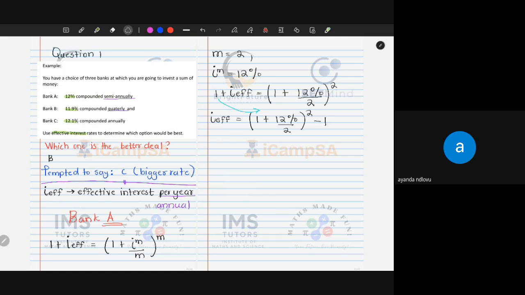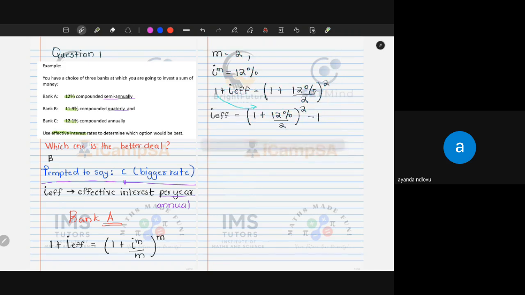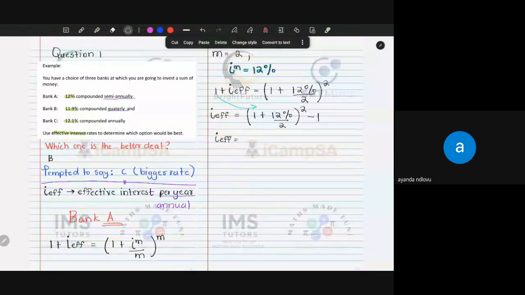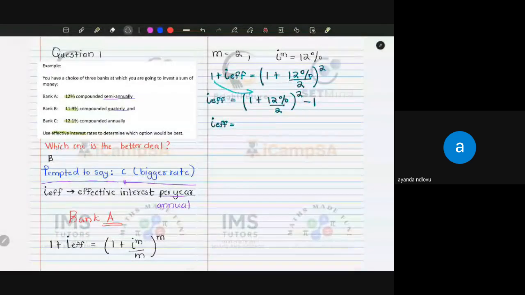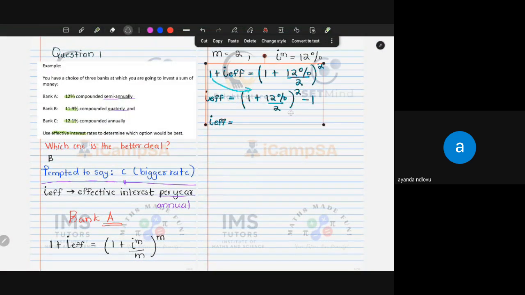Anyone, guys, please give me the answer. What do you get when you punch this on your calculator? What do you get as your effective interest rate? I see a hand from Tumelo. Zero comma one two three six.